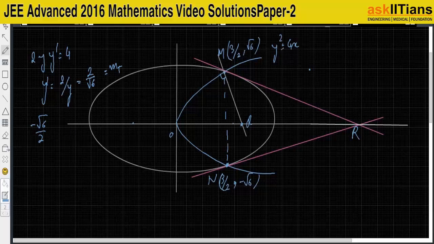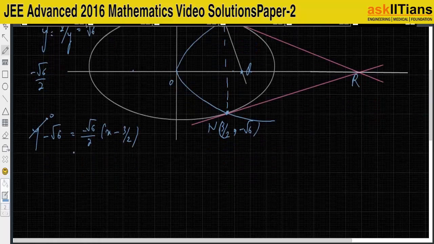So what will be the equation of the normal? The equation of the normal to the parabola will be y minus root 6 equal to slope into x minus 3 by 2. This is the equation of the normal. Now, this is the x-axis, so the y coordinate will be 0. If I put y equal to 0, I'll get the coordinates of point Q.